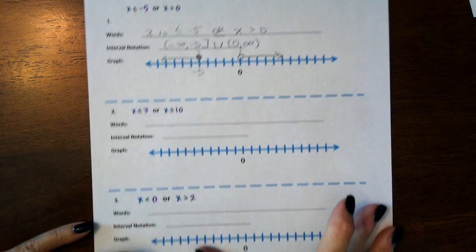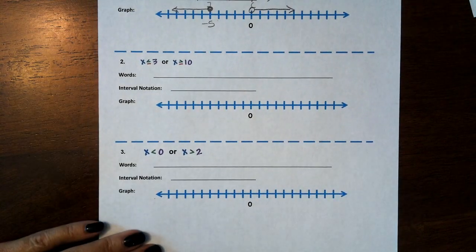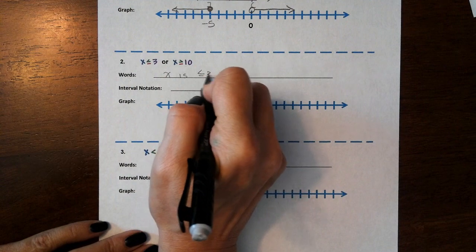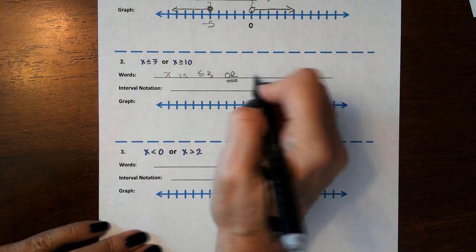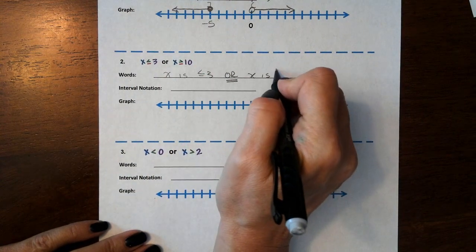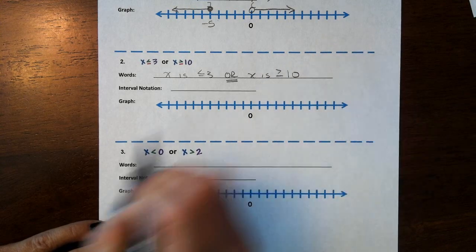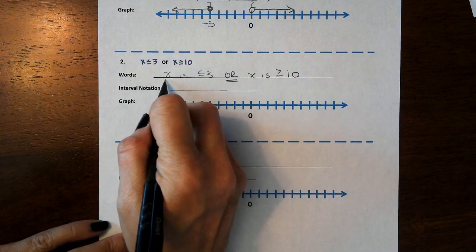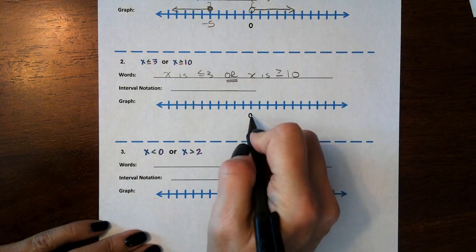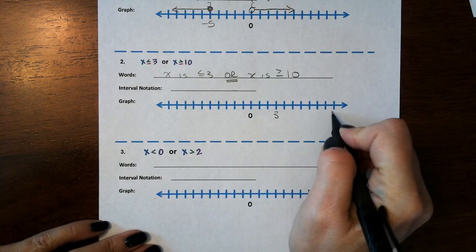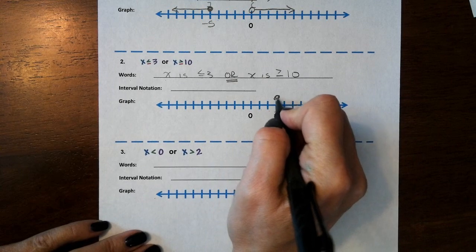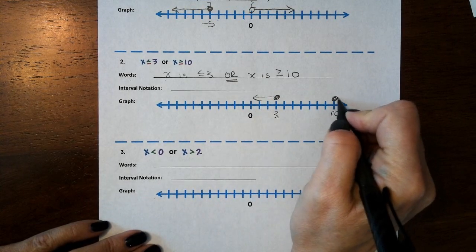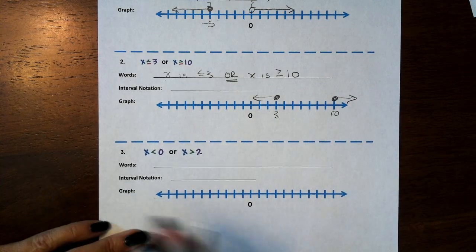All right, next one. X is less than or equal to 3, or x is greater than or equal to 10. Okay, interval notation, negative infinity to 3. Let me see, 1, 2, 3, and 10. Less than or equal to 3, and greater than or equal to 10. There we go. All right, I like to graph it first.